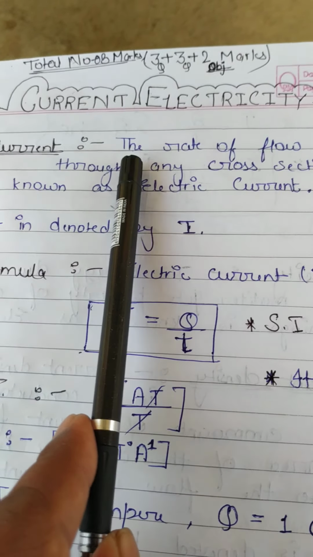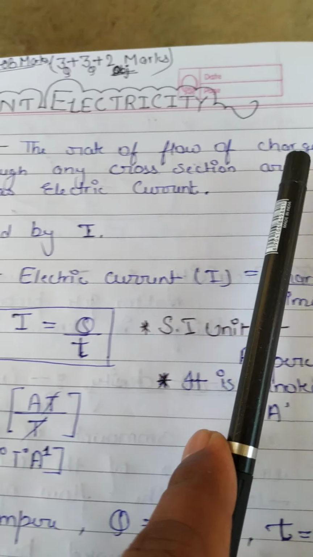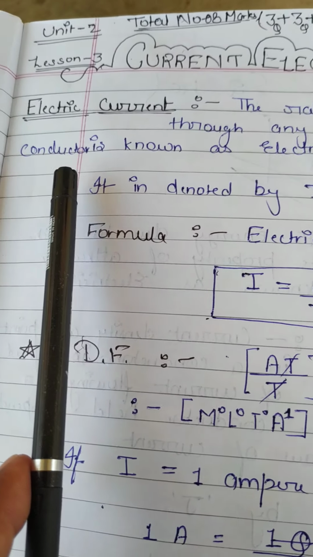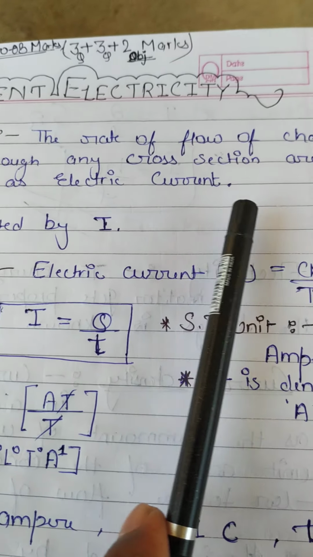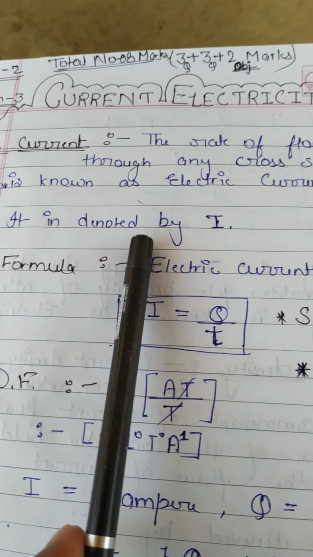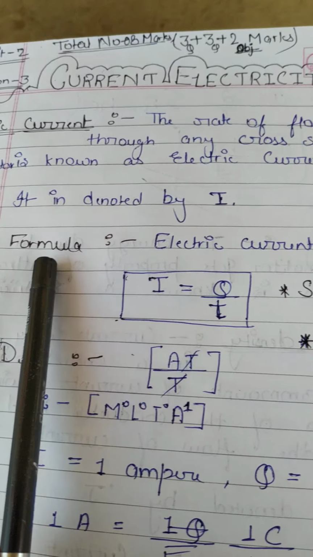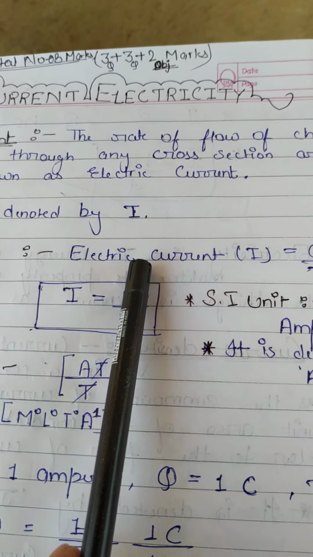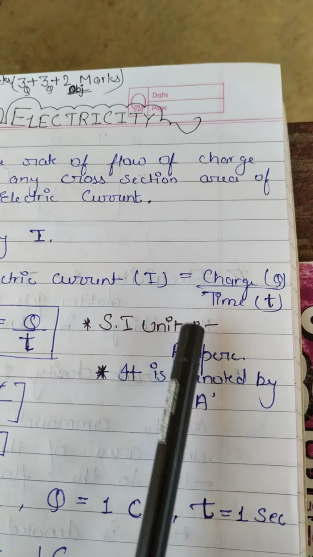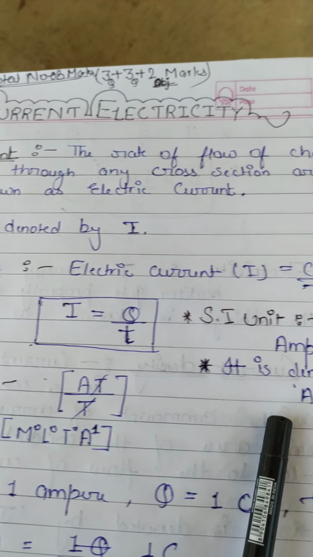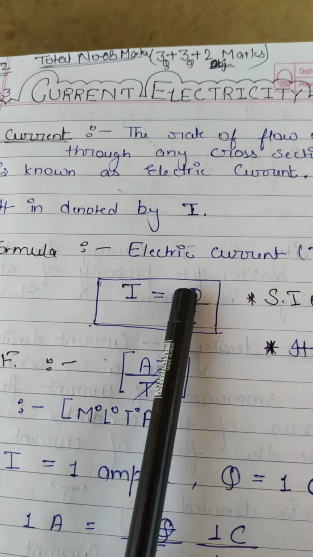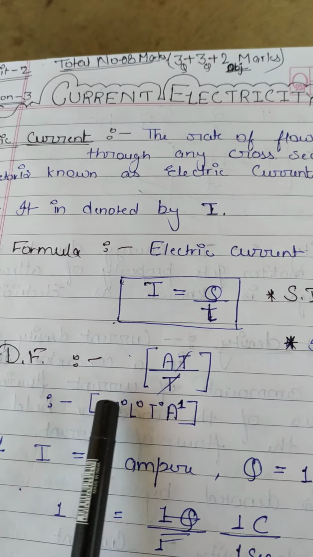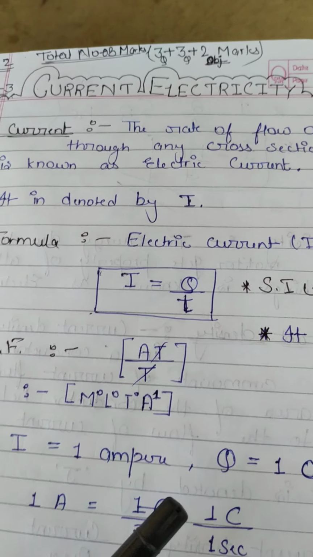Electric current: the rate of flow of charge through any cross-sectional area of a conductor is known as electric current. It is denoted by I. Formula: electric current equals charge upon time, I equals Q upon T. SI unit is ampere, denoted by capital A. Dimensional formula of charge is AT, time T, T cancels, M0 L0 T0 A.